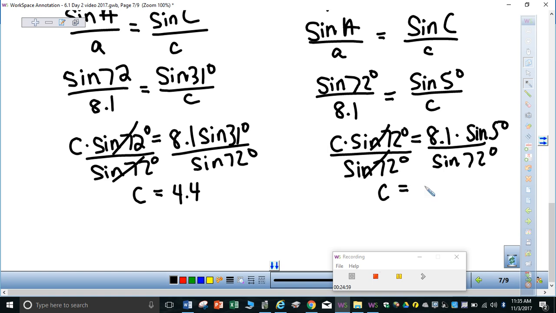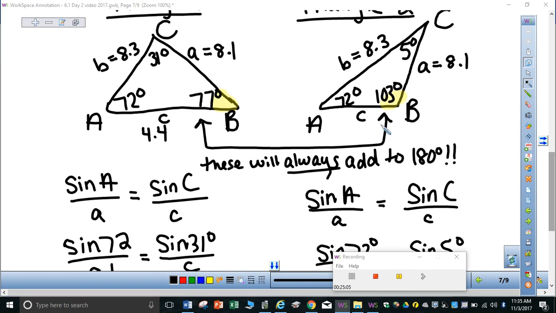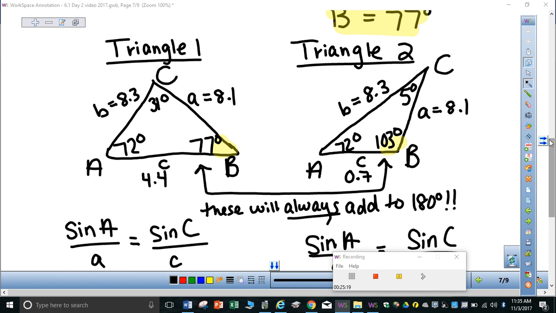Okay, type that into our calculator, round to the nearest tenth, and it's a little tiny side length. It's just 0.7, which kind of makes sense. It's just going to be a smaller length for the obtuse triangle versus a longer length at the bottom there of the acute triangle. Okay, so we have solved this. So we found all of the information, all of the missing information for both triangle 1 and triangle 2.